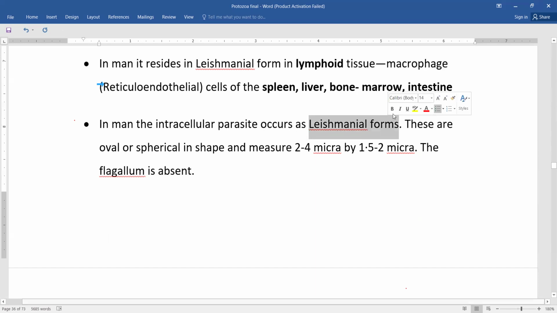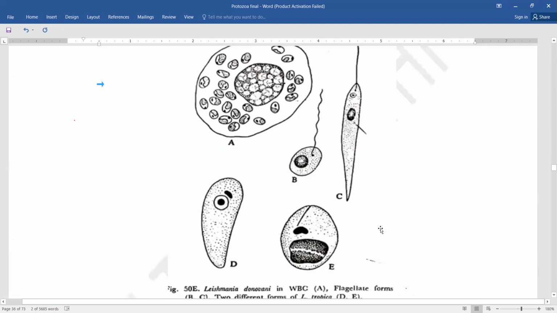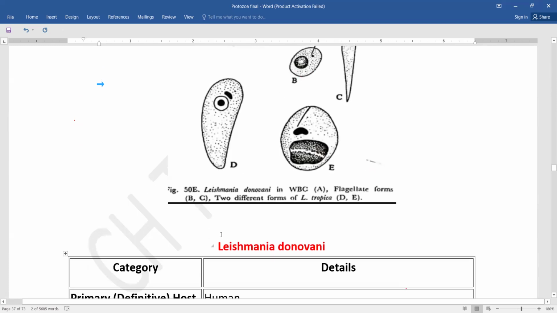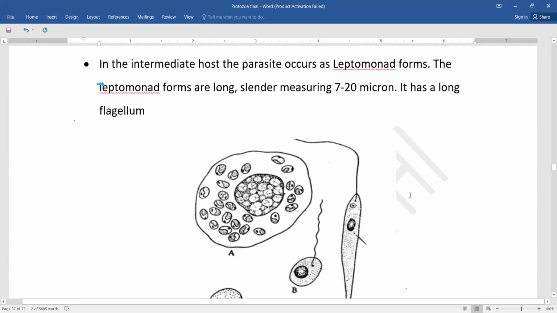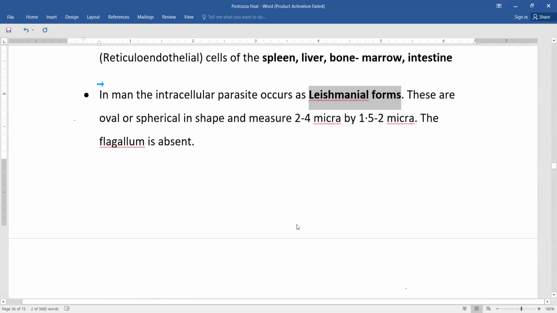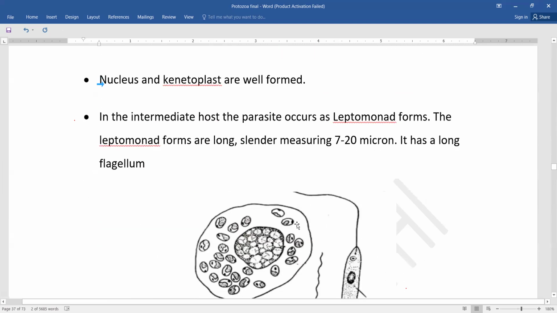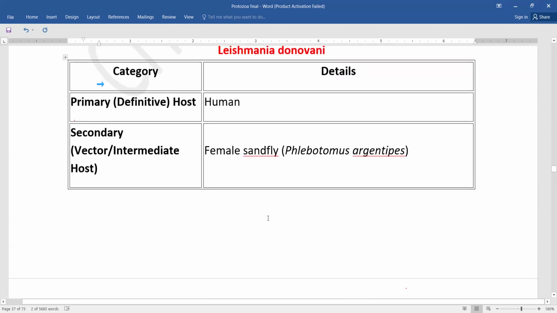As I showed earlier, the leishmanial form is without any flagella. Anyway, yeah, we don't need all these. We can directly go to the pathogenesis.